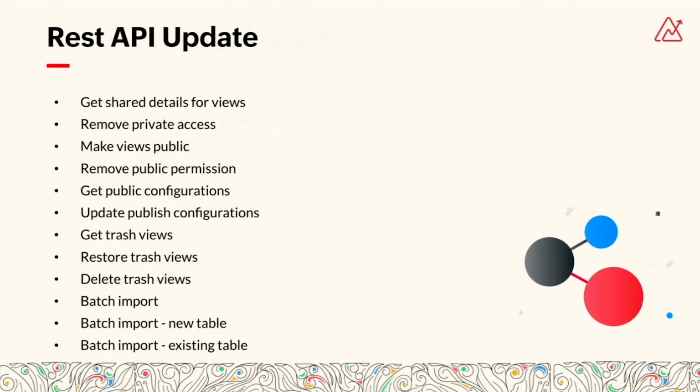Moving on, let's see the updates on the REST APIs. So we have updated our REST APIs from the API end. Now you can get APIs for get shared details for the views, remove private access, make views public, and you can also remove public permissions. You can also get public configurations and update the published configurations. With respect to trash, you can now get, restore, and delete trash views. And in the context of batch import, you now have the direct batch import, and then to add a new table and to update the existing table.